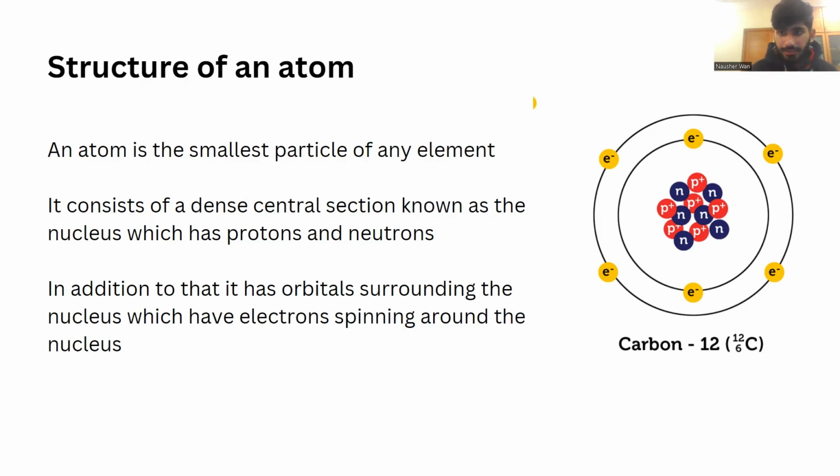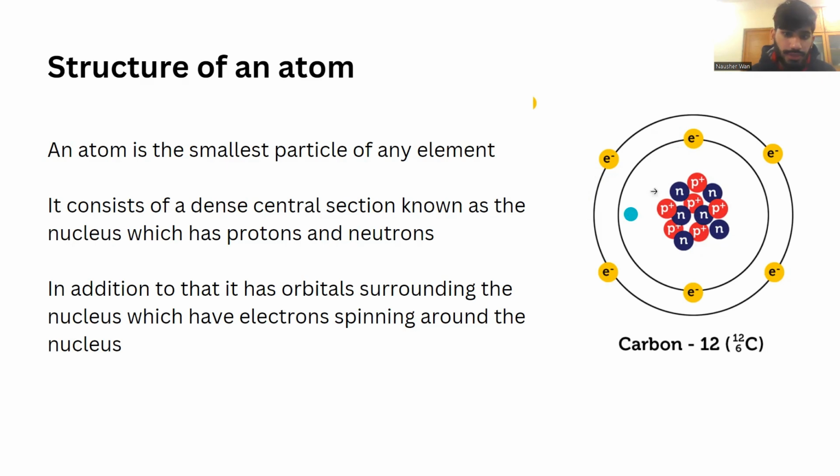And these atoms are made up of three primary components. Number one is the dense section in the middle of your atom. This is called the nucleus, as we already know. Now, this nucleus has two sections. Number one, it has your protons, and number two, it has your neutrons.